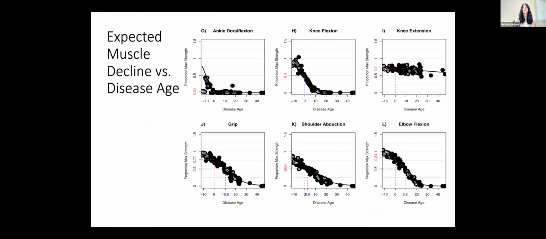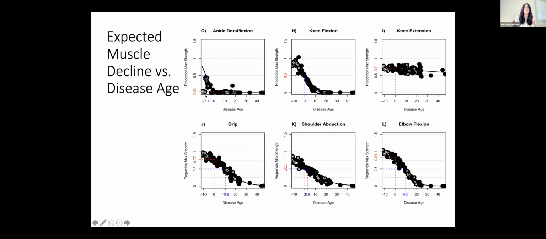And so this helps us to anchor ourselves and really understand how the muscles move in synergy to one another and relative to one another. And so now this is not just knee flexion, but all of the muscles plotted against our estimated disease stage for each individual. What we can see is that ankle dorsiflexion at disease age 0, when knee flexion is at 50%, tends to be at about 4%. And ankle dorsiflexion reached its 50th percentile about 7.7 years before knee flexion did.